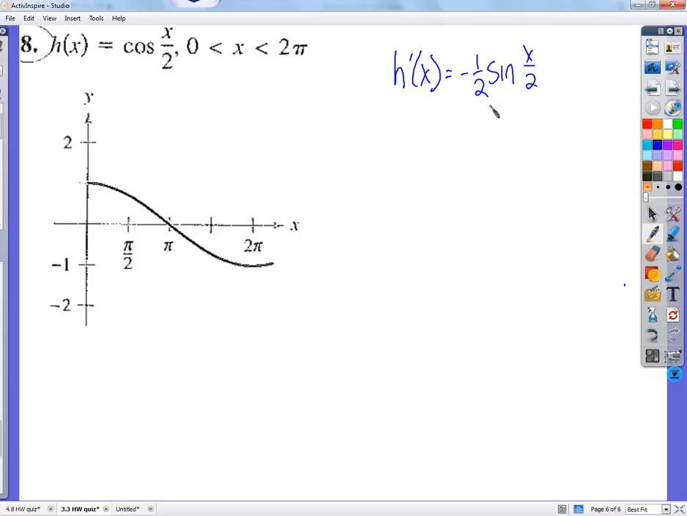What are you talking about? What is going on? What's the derivative of X over 2? Well, you can look at x over 2 as 1/2 times x. Okay, so it's just 1/2. So that's where the 1/2 comes from.